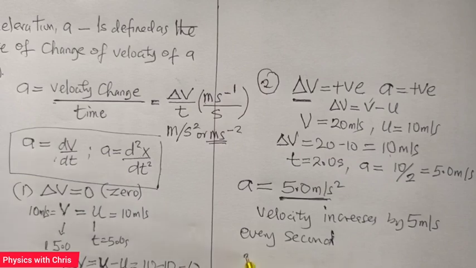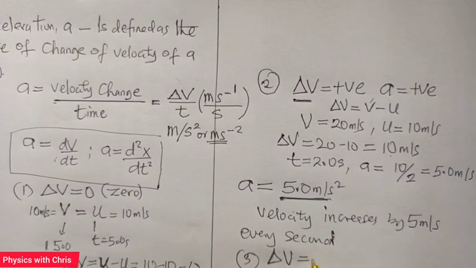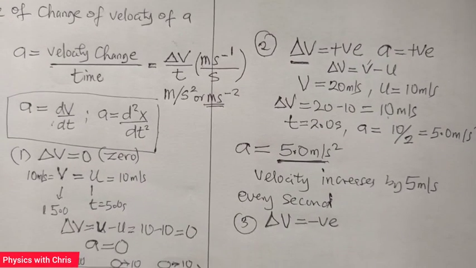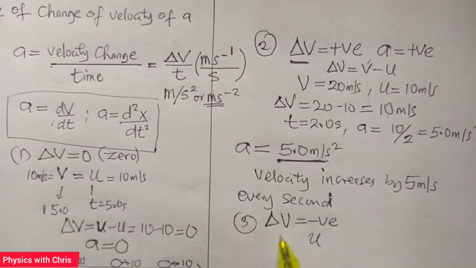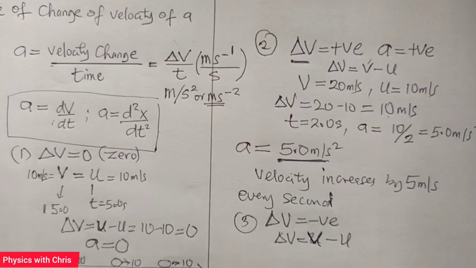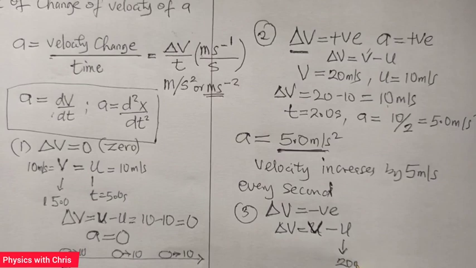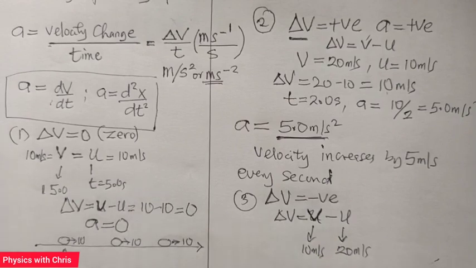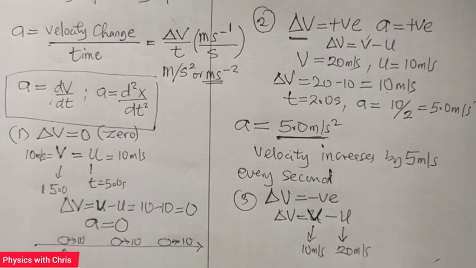Okay. Now, number 3, delta V is negative. That is, the change in velocity is negative. To have a negative value, where delta V equals V minus U, for this to be negative, it means this initial velocity, let's say 20 meters per second, must be greater than the final velocity, let's say 10 meters per second. This is a case where the speed of the body is reducing. It's like the body is slowing down. The brakes have been applied, and the speed is reducing.